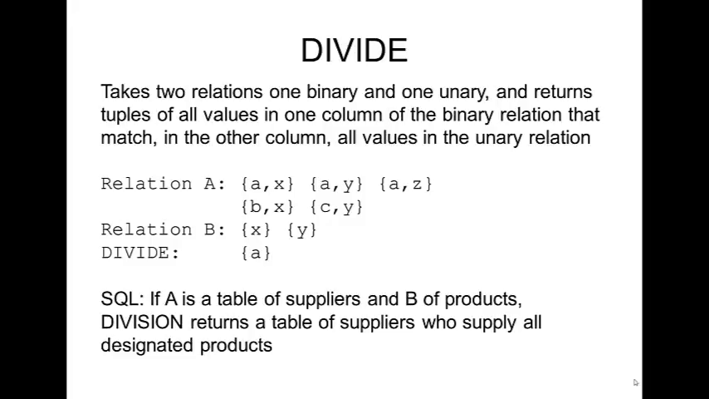And let me read the definition again. It returns tuples of all values in one column of the binary relationship that match in the other column all values in the unary relationship. So X and Y are in the unary relationship. Which ones do we have matches for both X and Y? Well, we have an X and a Y for A. We also have a Z for A, but that doesn't matter. B only has an X, it doesn't have a Y. C has a Y, doesn't have an X. So the divide result is A, because only the value A is associated both with X and Y, the two values in relation B. And in SQL, if A is a table of suppliers and B of products, division would return a table of suppliers who supply all designated products.